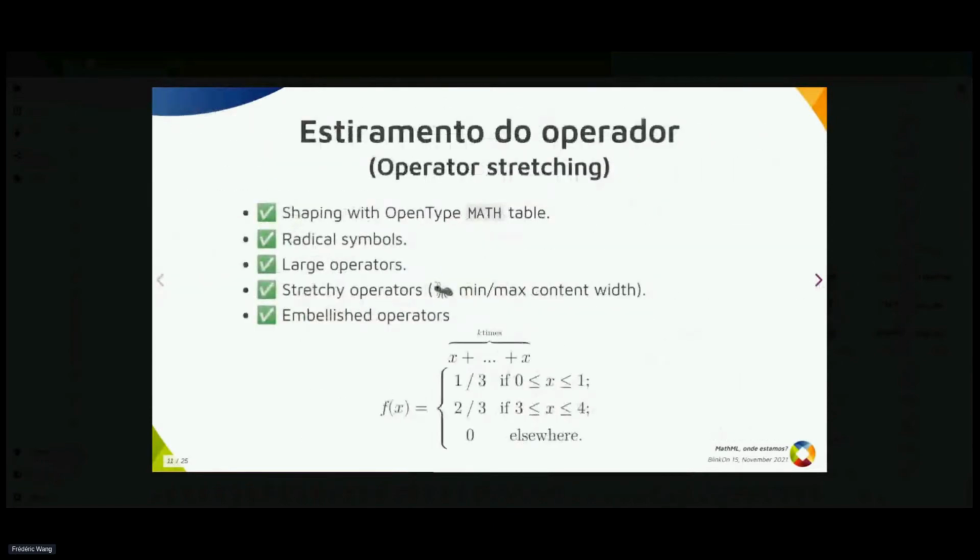So regarding stretchy operators, we first had to implement the low-level shaping of stretchy operators using what is called the OpenType math table. This was used to implement radical symbols as well as large operators that were already mentioned in the previous slide. But also on this slide, you can see some stretchy braces, vertical and horizontal. And we also implemented that.